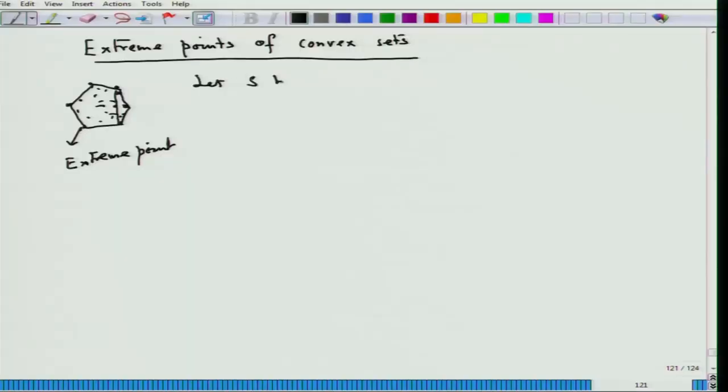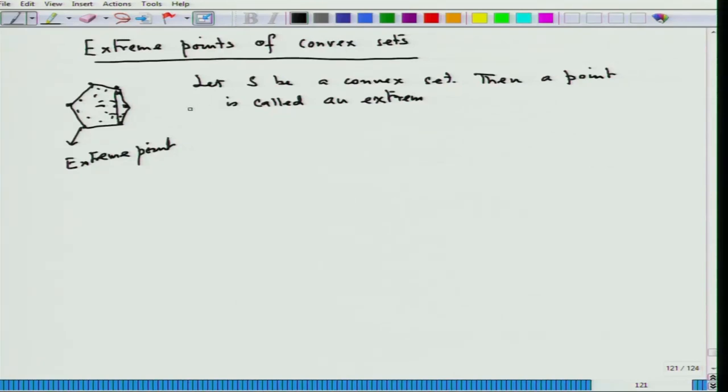So, we can define an extreme point as follows. Let S be a convex set, then a point x is called an extreme point if you cannot express it as a convex combination of two points when lambda is strictly between 0 and 1, excluding those two end points. For example, on this line, this is not an extreme point. You cannot find any two distinct points in this set such that, if you join them by a line segment, this extreme point would be a point on the line segment other than those two points. This point x is obviously in S.